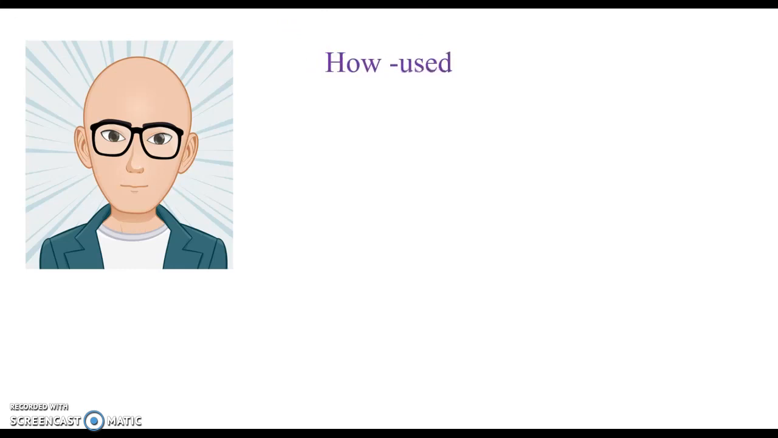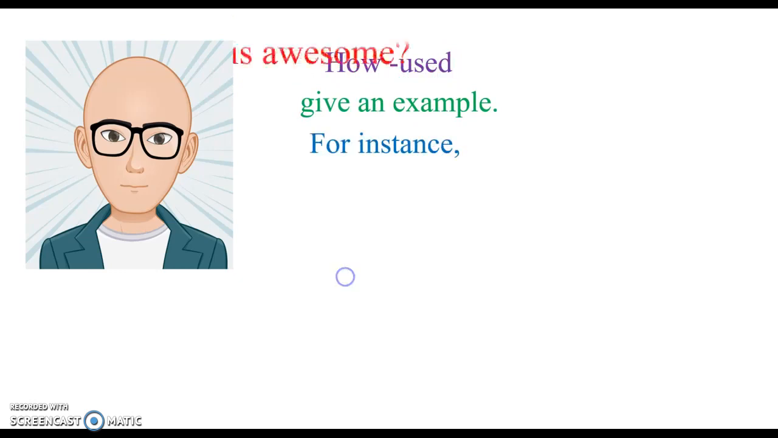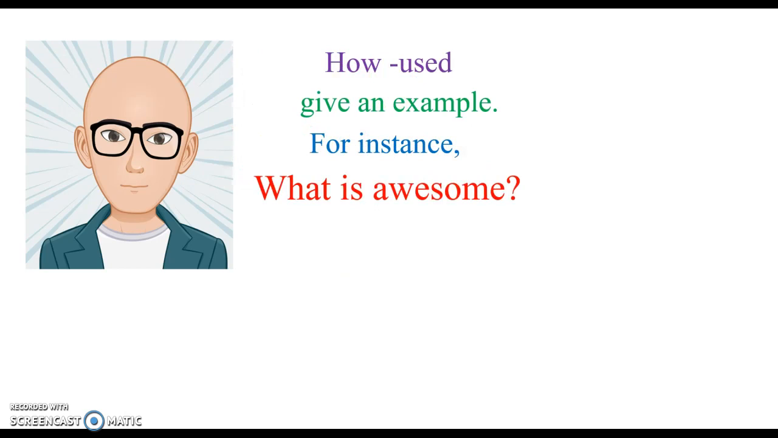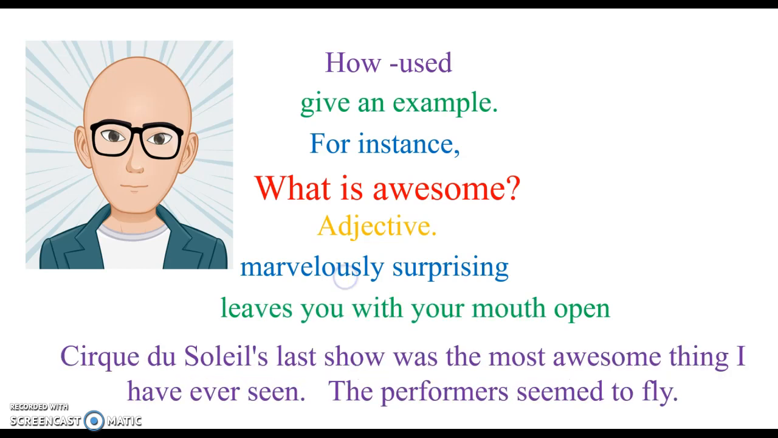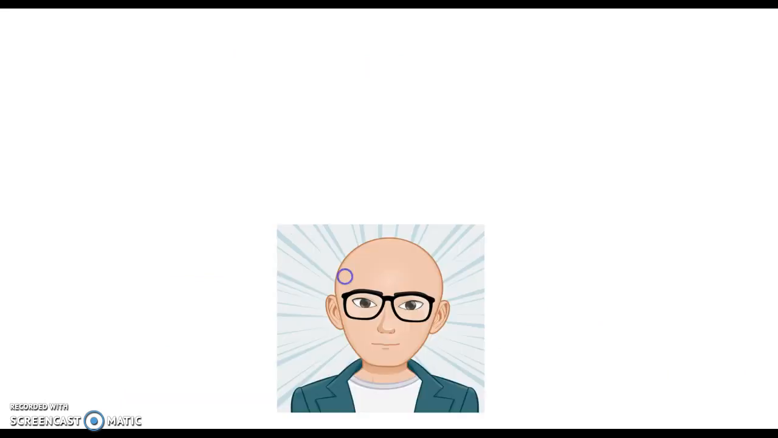Now, they tell us how something is used too. And they give us an example. For instance, what is awesome? It's an adjective. And it refers to something that's marvelously surprising, or something that leaves you with your mouth open. Cirque du Soleil's last show was the most awesome thing I have ever seen. The performers seemed to fly.